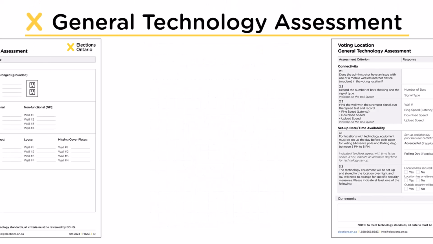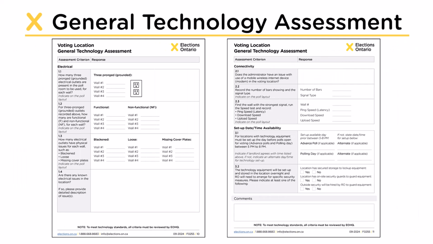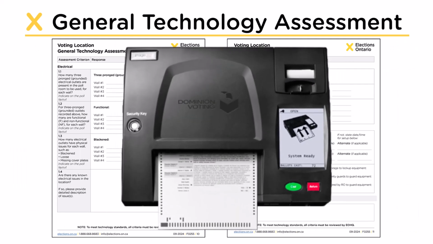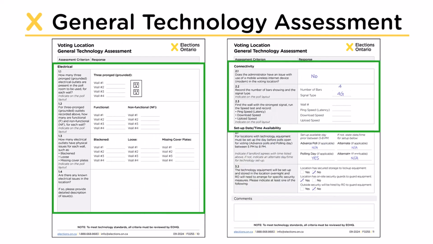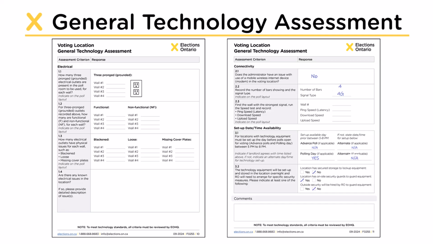The Voting Location General Technology Assessment section is to be used only for voting locations that will utilize technology. It provides electrical and connectivity assessment criteria for the voting room. It also includes information for the setup date and time and for storage of technology equipment.